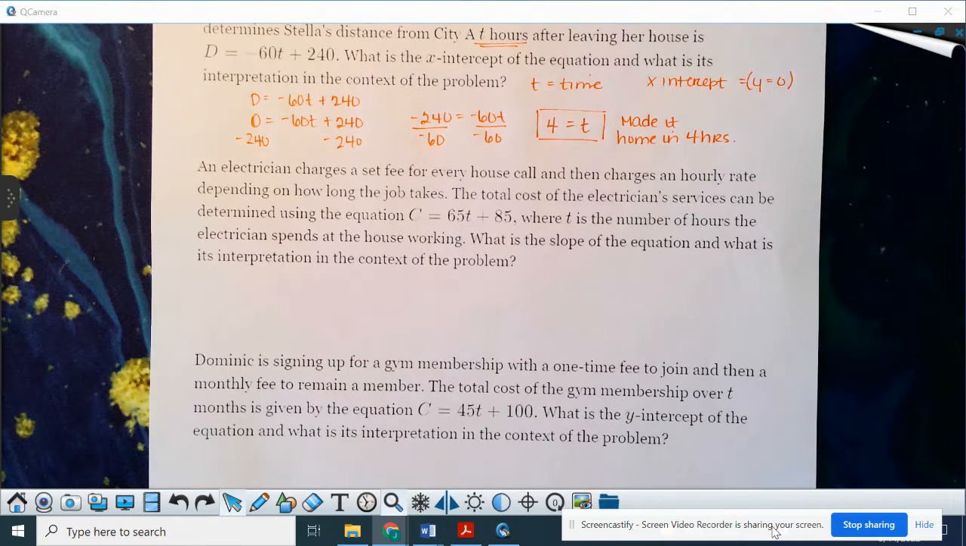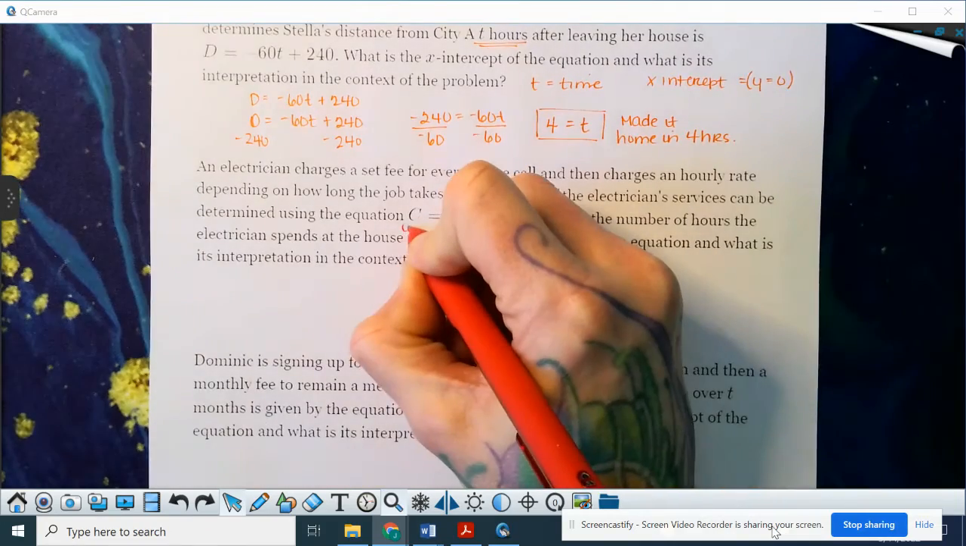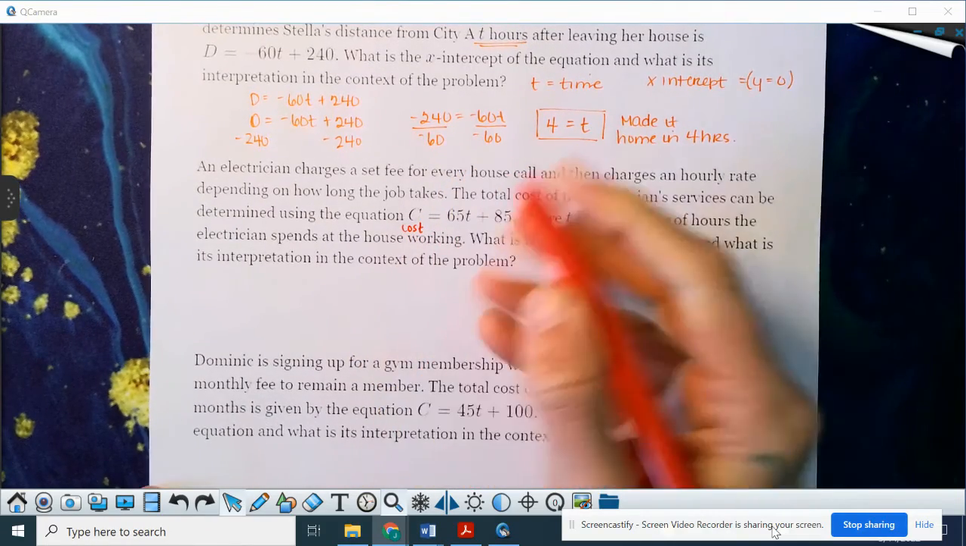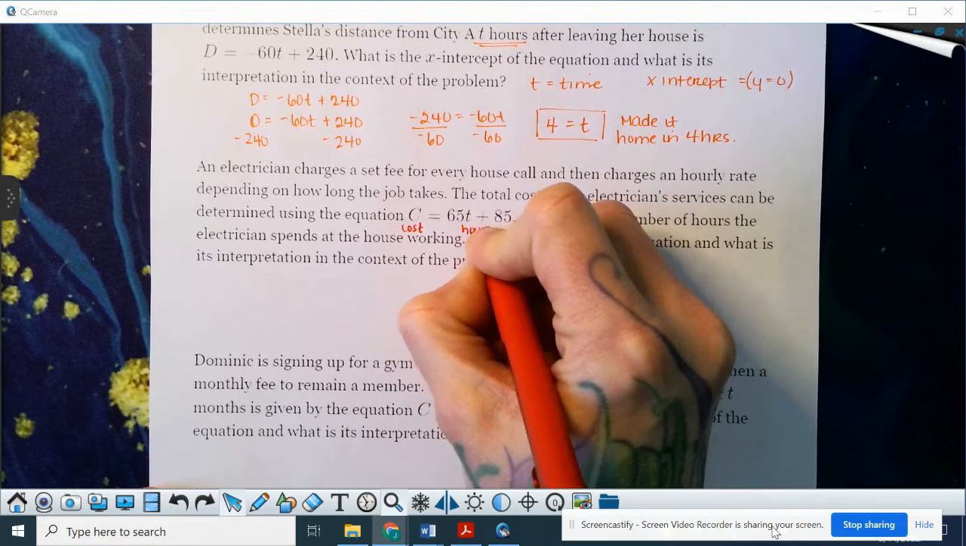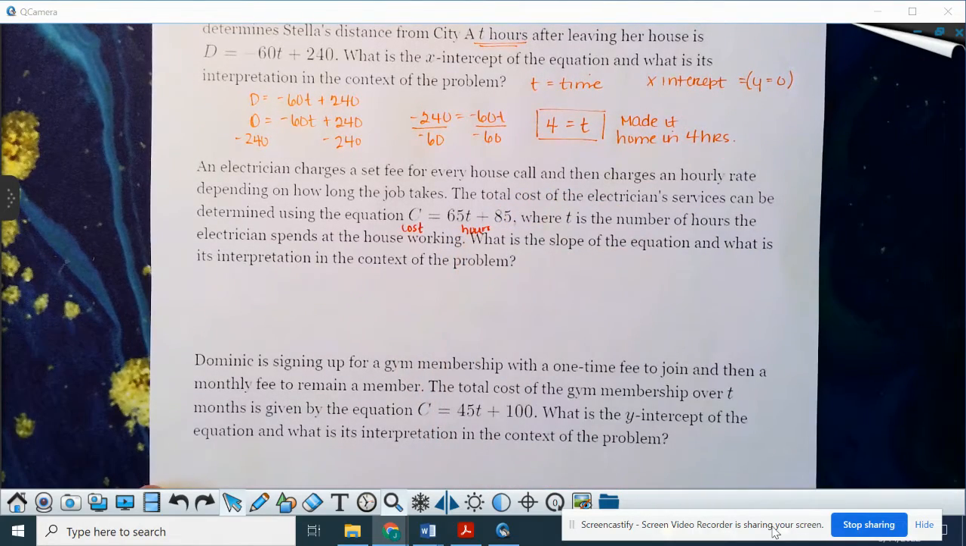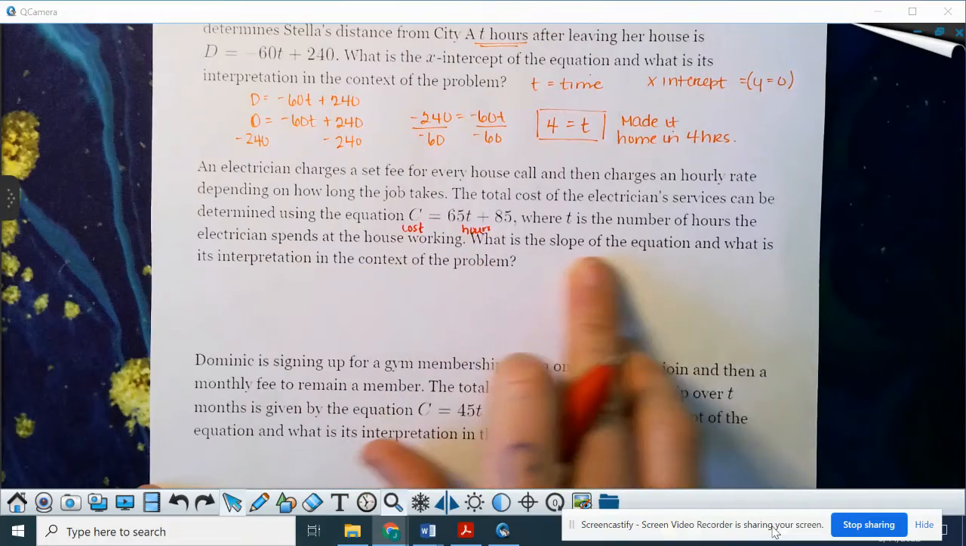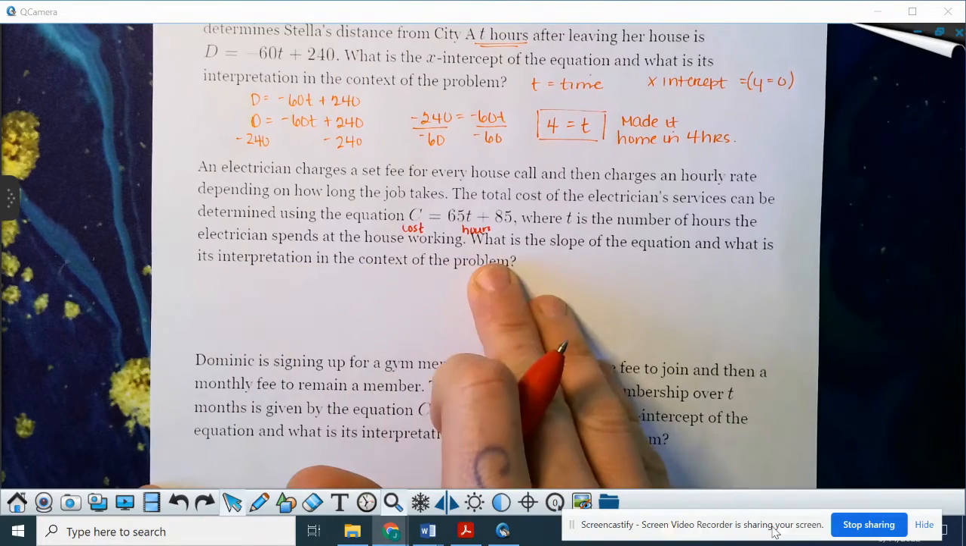An electrician charges a set fee for every house call and then charges an hourly rate depending on how long the job takes. The total cost of electrician service can be determined by using the equation C equals 65t, which we know is going to be time, number of hours, plus 85. Now 85 is that standard charge. As soon as he walks in the door, he's going to charge you $85. And so what is the slope of the equation, and what is the interpretation in context?